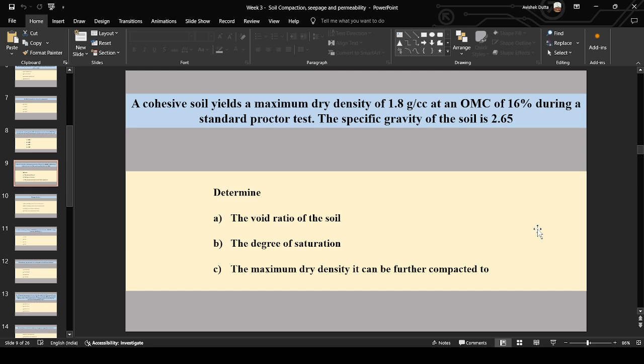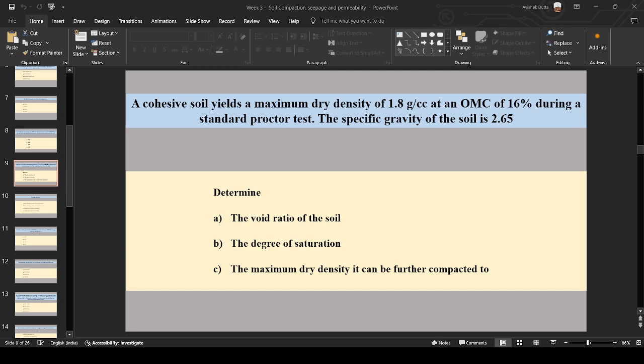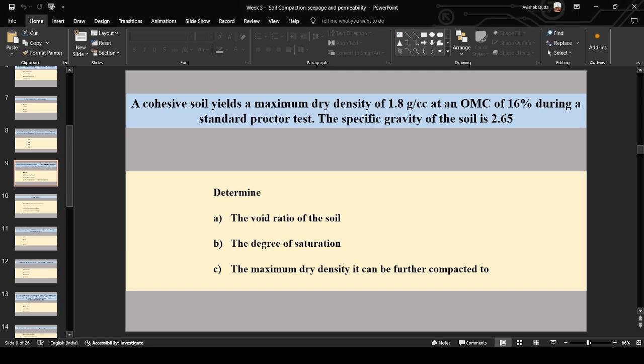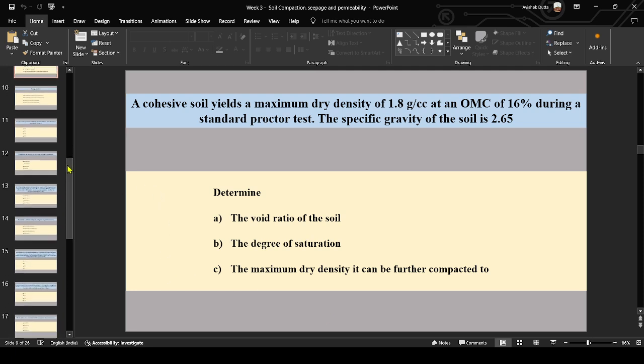I'll repeat the question. A cohesive soil yields a maximum dry density of 1.8 gram per cc at an optimum moisture content of 16% during a standard Proctor test. The specific gravity of the soil is 2.65. Determine the void ratio of the soil, the degree of saturation, and the maximum dry density it can be further compacted to. Okay, I'll go to the next question.